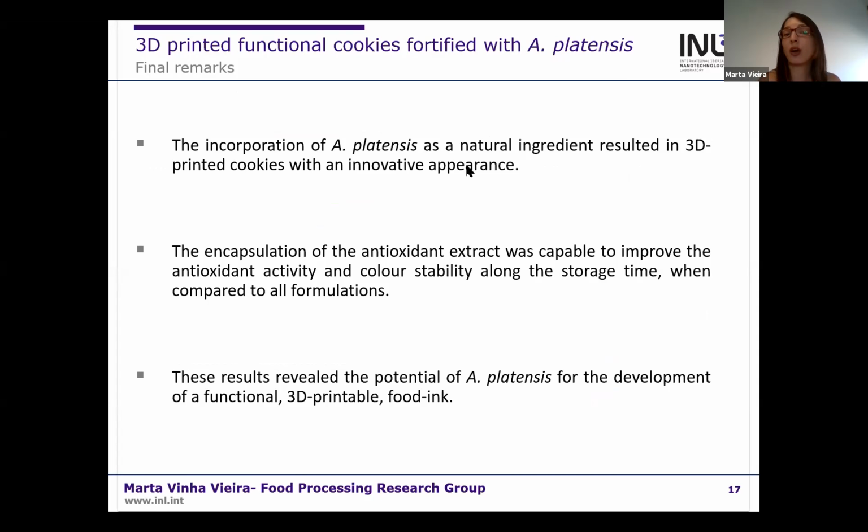The incorporation of the microalgae Arthrospira platensis as a natural ingredient resulted in 3D printed cookies with innovative appearance. The encapsulation of the antioxidant extract was capable to improve the antioxidant activity and the color stability along the storage time when compared to all formulations. And these results then reveal the potential of A. platensis for the development of a functional 3D printable food ink, and showing one of the benefits that encapsulation can give, and we're going to apply to food products.